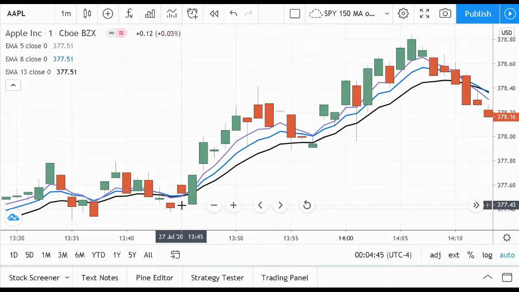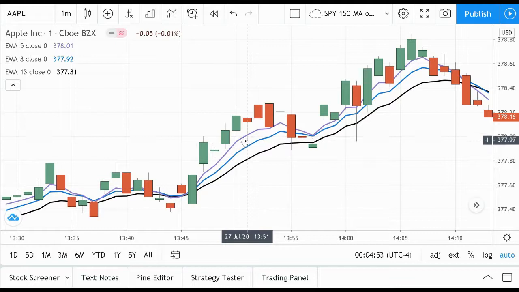But the second rule is that you need the 3 lines to be in the right order. The ribbon has to be in the right order. It has to be the 5 above the 8 and the 8 above the 13, okay? It has to go in that order, from top to bottom: 5, 8, 13. If you want to look at it the other way around, going bottom up, it's 13, 8, and 5 in that order. Whichever one's easy for you. I like to start at the top. So for me it's the purple, then the blue, then the black: 5 EMA, 8 EMA, 13 EMA.